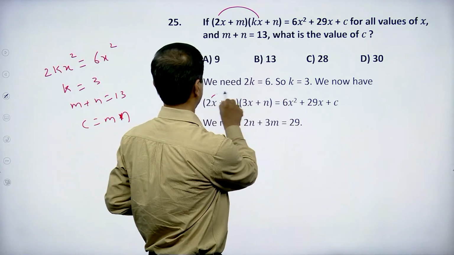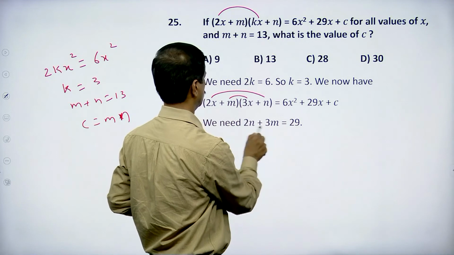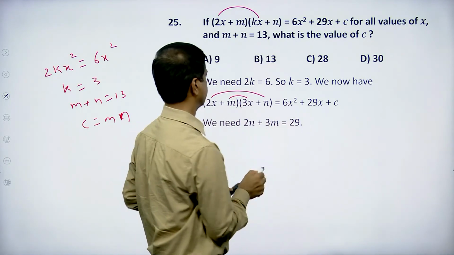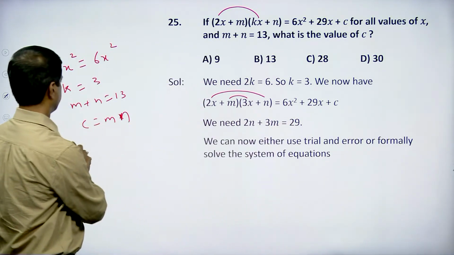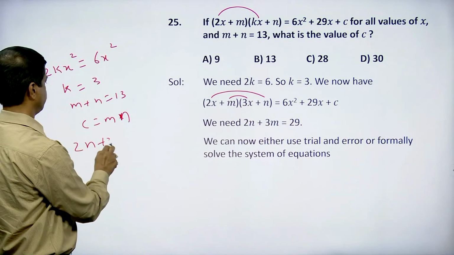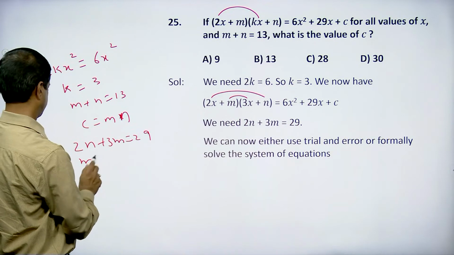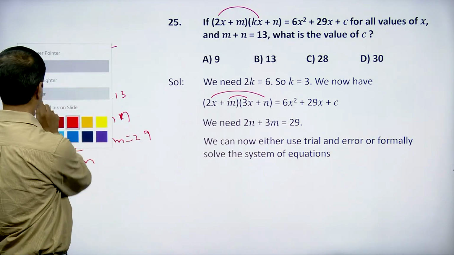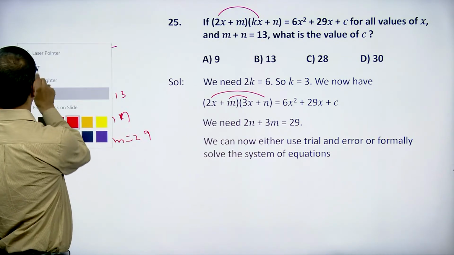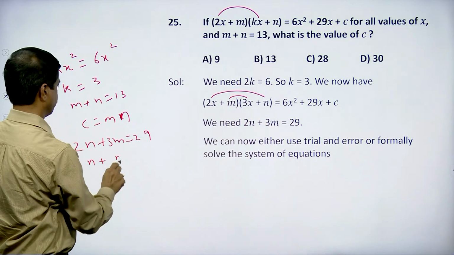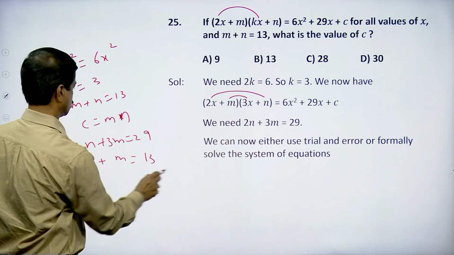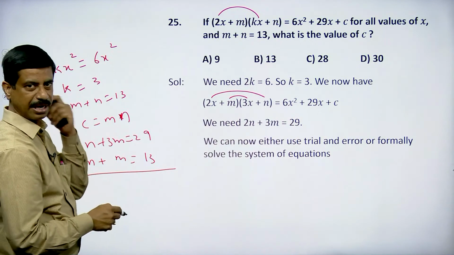So 2n plus 3m is equal to 29, and m plus n equal to 13. Solving these two, you can get the values of m and n.